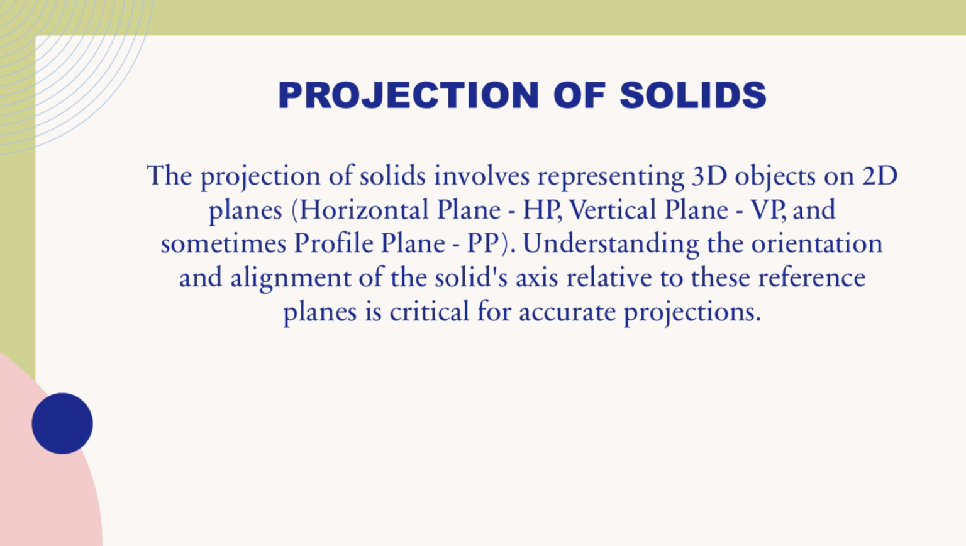Welcome to the fascinating world of solid projections in engineering graphics. When a plane is parallel to the horizontal plane, its top view shows its true shape, while the front view appears as a line. When it's parallel to the vertical plane, the front view shows its true shape, and the top view appears as a line.